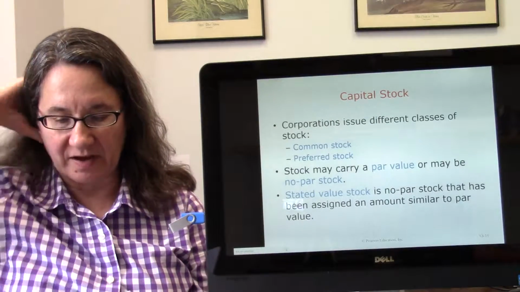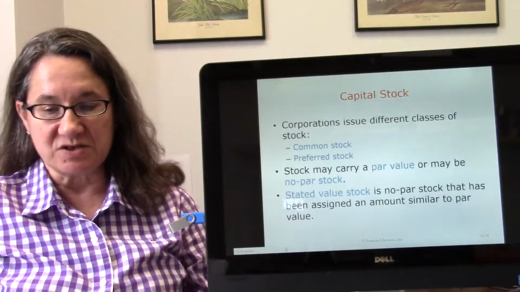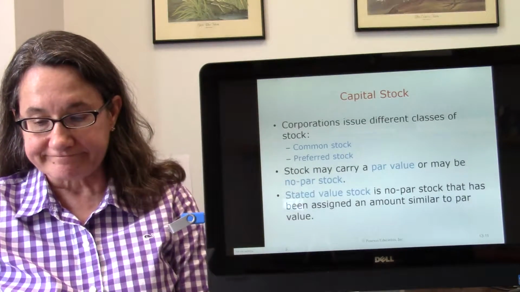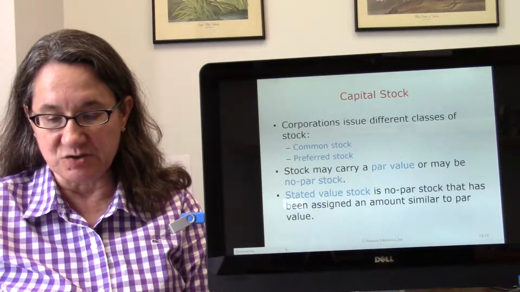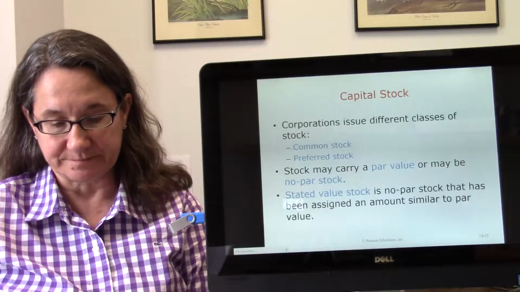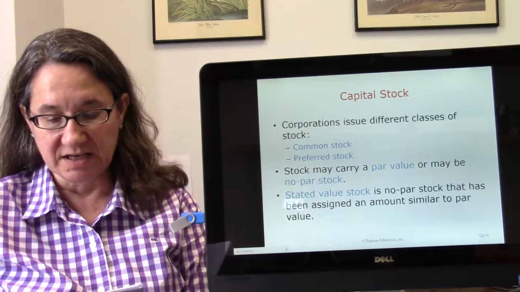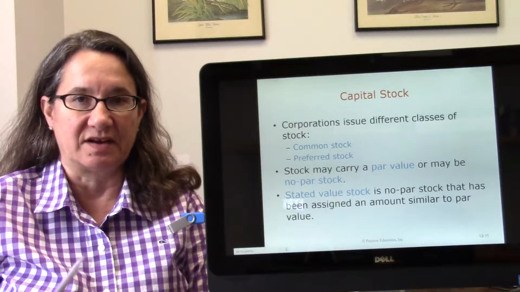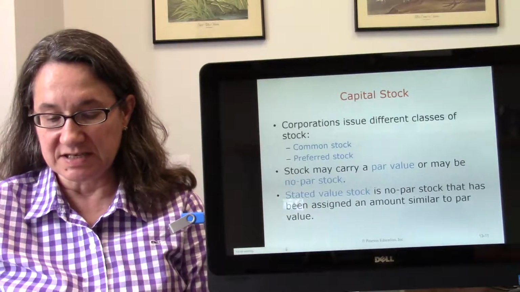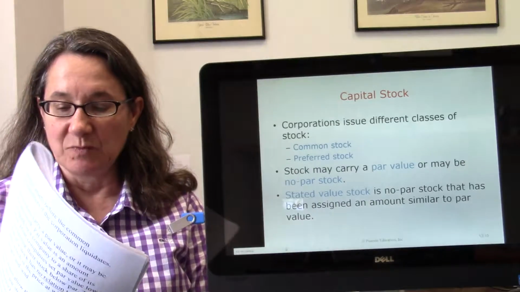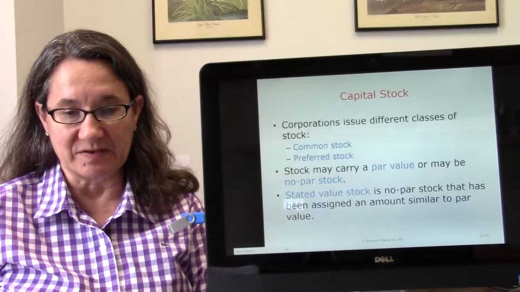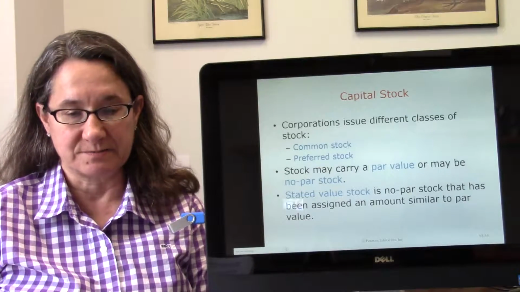So let's talk about capital stock. Corporations issue different classes of stock: common stock and preferred stock. Every corporation issues common stock. Common stock represents the basic ownership of a corporation. Preferred stock gives its owners certain advantages, just like the word implies. Preferred gives you advantages over common stockholders, such as the right to receive dividends before the common stockholders and the right to receive assets before the common stockholders if the corporation liquidates.